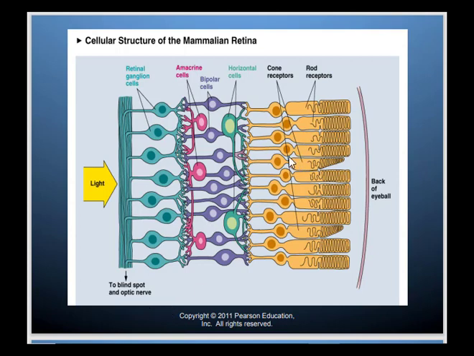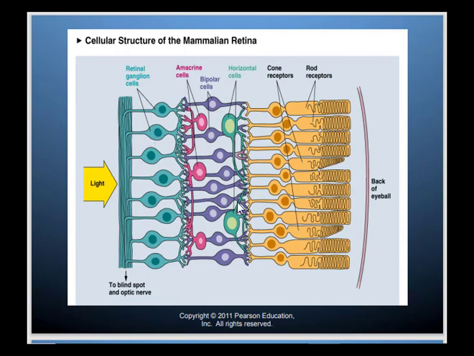So the rods and the cones are the first cells that interact with the light and originally produce the action potential. And then you have neural relay. So the rods and the cones pass their message on to bipolar cells, which pass their message on to retinal ganglion cells.